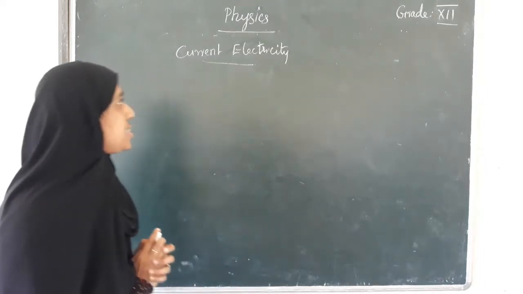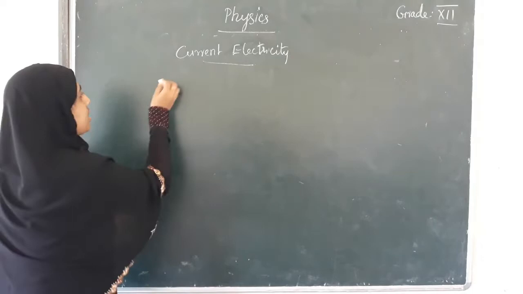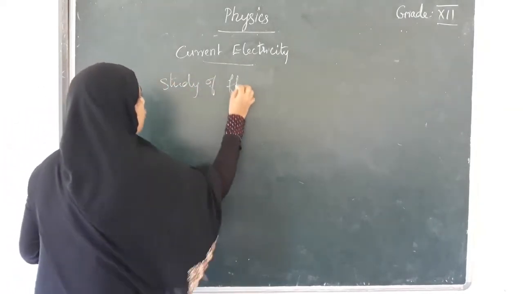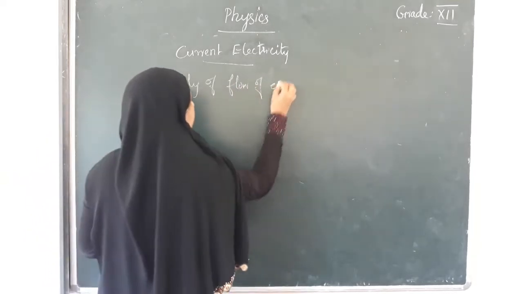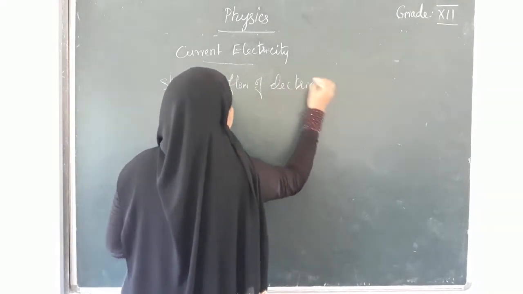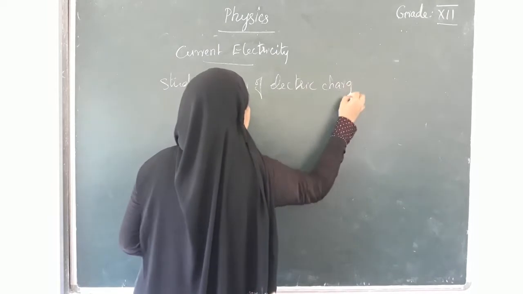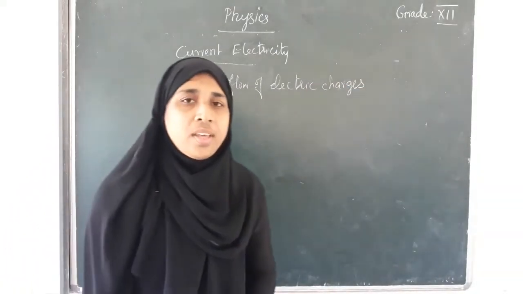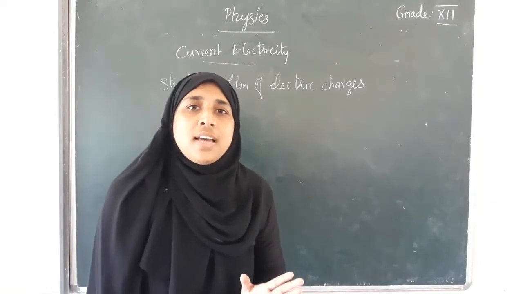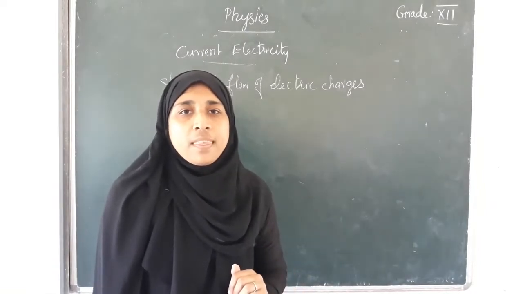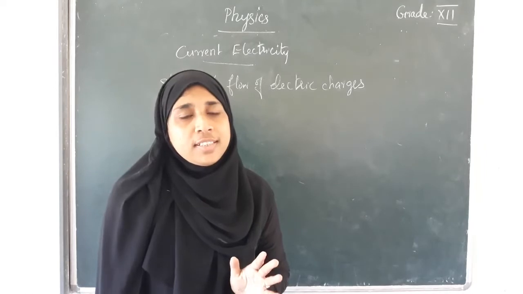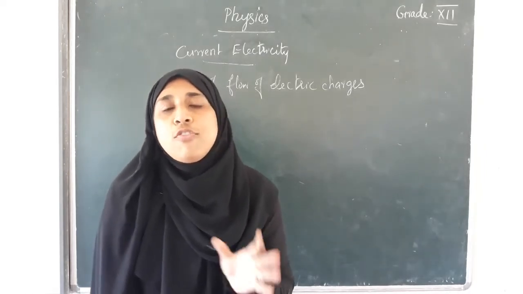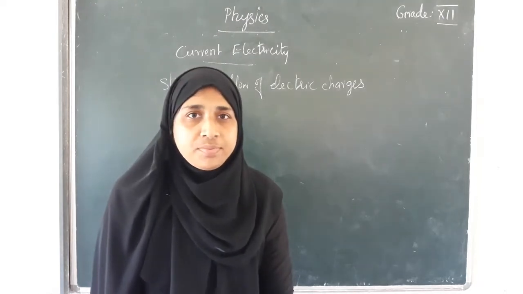So what is current electricity? It is the study of flow of electric charges. The scientist Alessandro Volta, who invented the electric battery, produced the first steady flow of electric current.